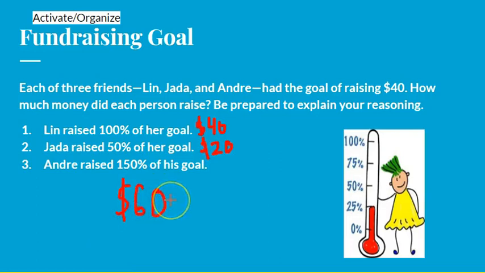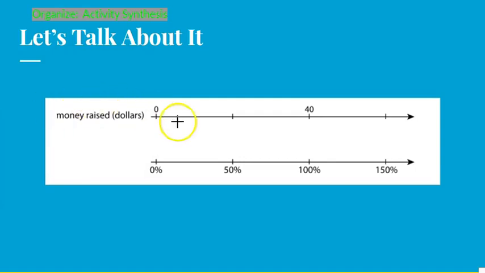Okay, so knowing just those parts can help us find things pretty quickly. Number line is a great way to do this. So if we know that 100% is $40, 50% is $20, and we know that 150% is $60. So a double number line is a great tool to help us find amounts as we need.